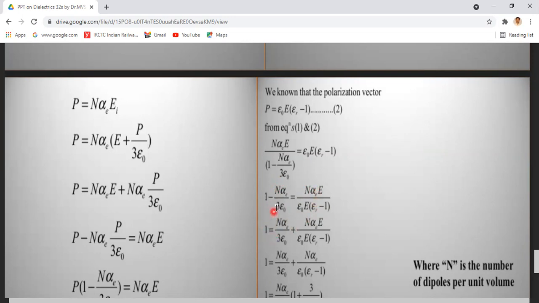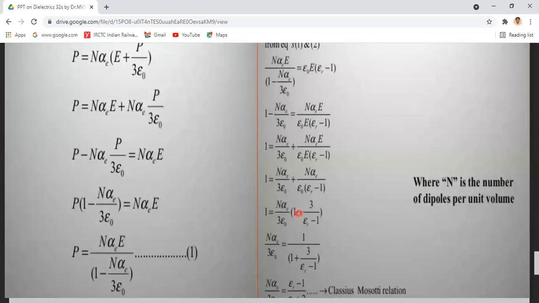So 1 is equal to n alpha E, my negative term is going to the other side as a positive term. So n alpha E by 3 epsilon naught plus n alpha E by epsilon naught into E bar into epsilon r minus 1. In these two terms, E bar cancels. So n alpha E by 3 epsilon naught plus n alpha E by epsilon naught into epsilon r minus 1, because E cancels.